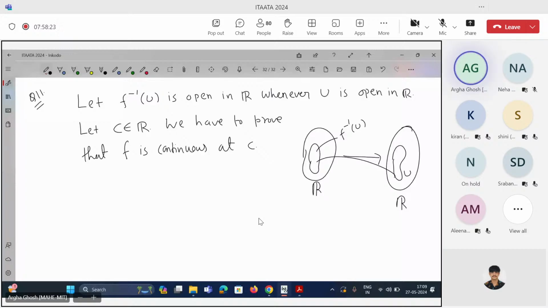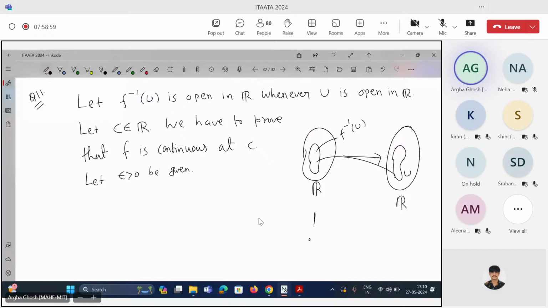Okay. So let epsilon greater than 0 be given. Then consider the open set (f(c) - epsilon, f(c) + epsilon). That open set you have to consider, because given that you have an open set in the codomain, from there you will get an open set in the domain. So whatever you have to consider, you have to consider in the codomain set.